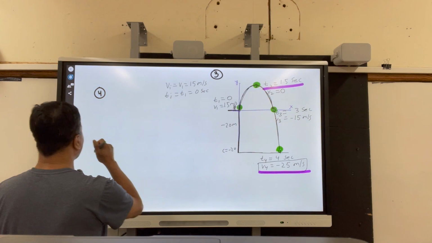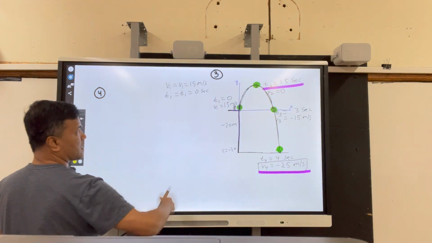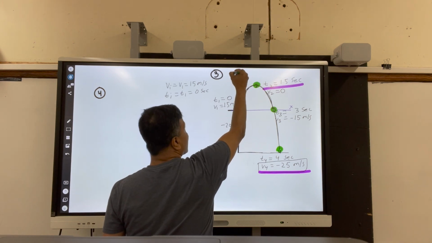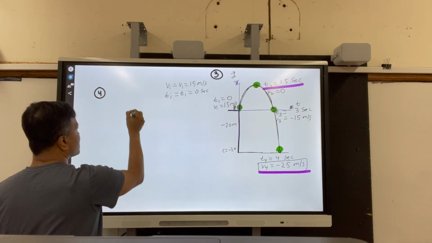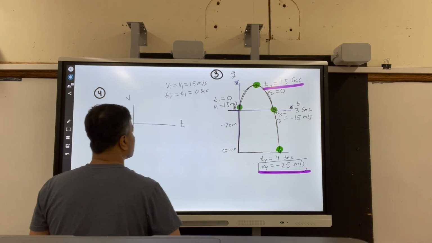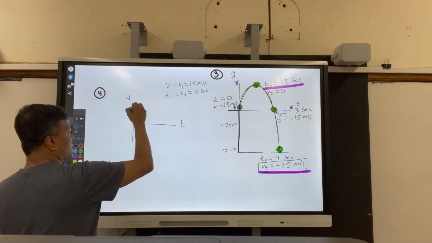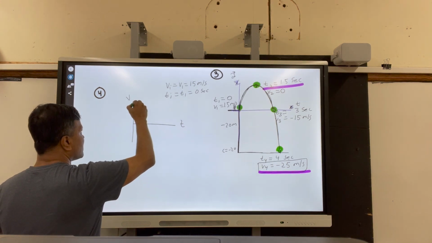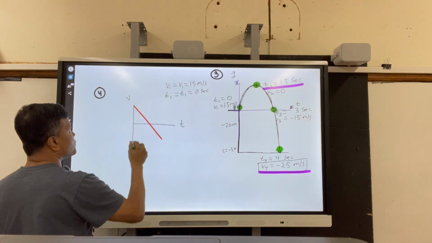So for problem 4, what I ask you is to convert this graph. So this is called DT graph, right? Y is your D and the X is your T. I ask you to convert the DT graph to a VT graph. So okay, let's convert the DT graph to VT graph. I'm not going to convert it to scale because I cannot put the ruler over here. However, we're going to prove a few things over here. So I have 3 points. I ask you to show me 3 points.